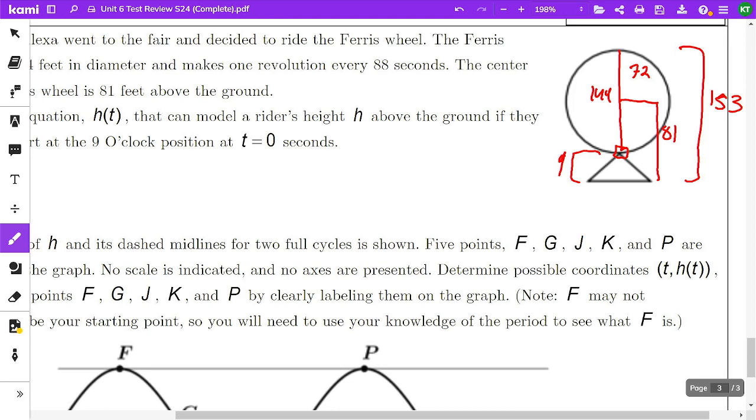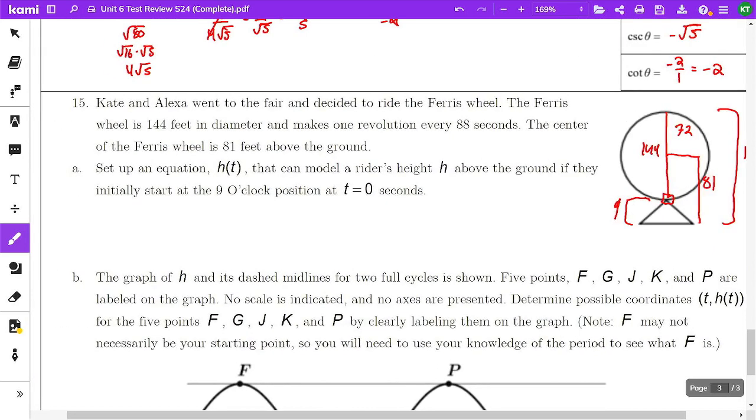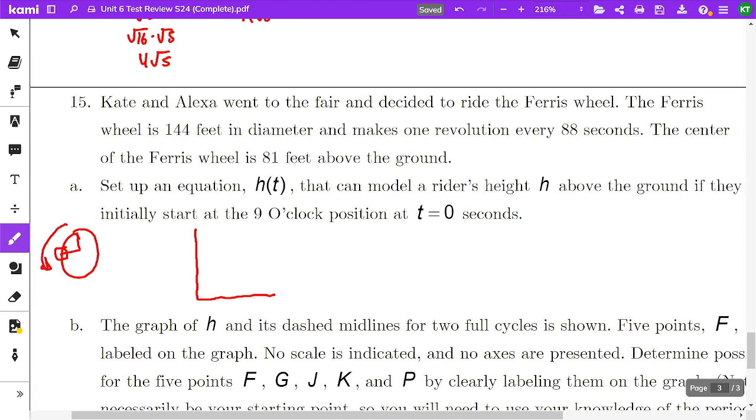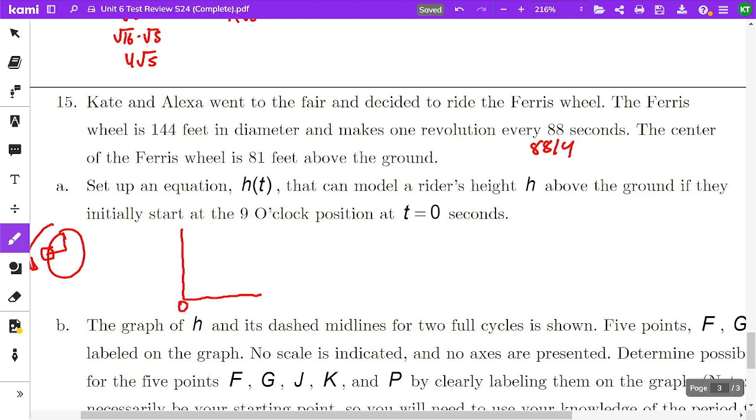We're going to make a little graph, a little diagram. We're starting at the 9 o'clock position, which is the same thing as if you look at a clock right here, 9 o'clock. We also remember to move counterclockwise, and it's going to take 88 seconds to make a full rotation. So we get our intervals by dividing 88 by 4, just like what we did with our period on our graph. So that would be 0, 22, 44, 66, 88.